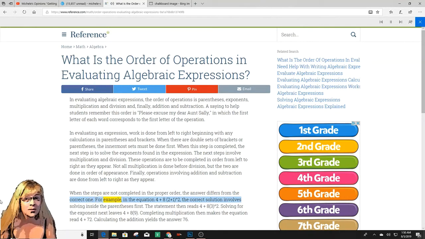For example, in the equation 4 plus 8 times (2 plus 1) squared, the correct solution involves solving inside the parentheses first. The statement then reads 4 plus 8 times 3 squared. Solving for the exponent next leaves 4 plus 8 times 9. Completing multiplication then makes the equation read 4 plus 72. Calculating the addition yields the answer 76.